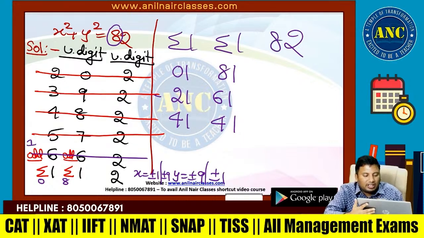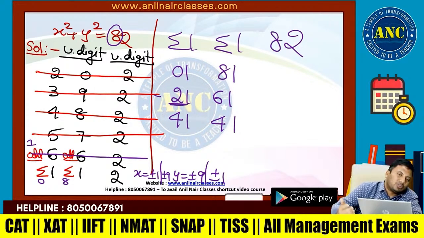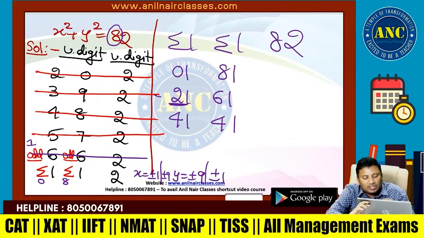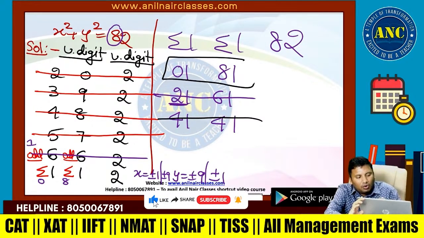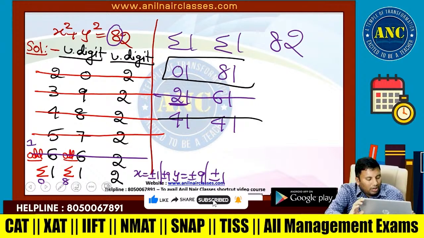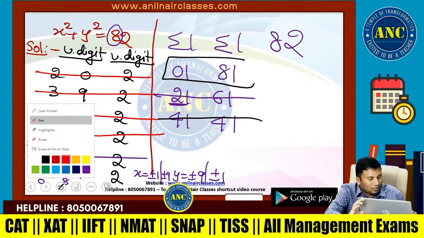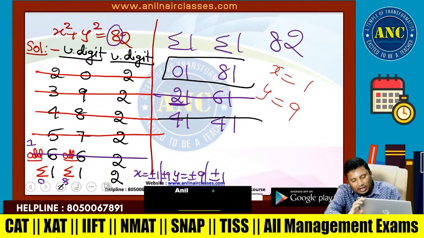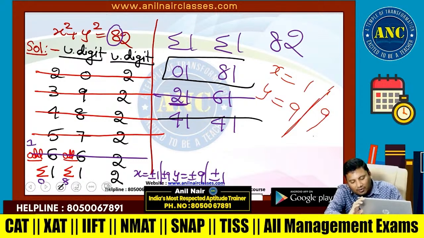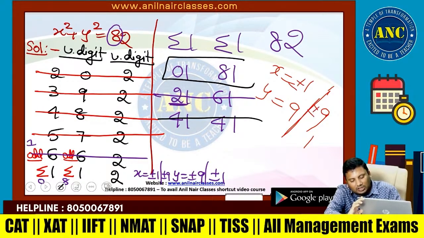If I require 82, what is the smallest perfect square? I will get 21. 11 square is 121. Not possible. 21 square is 441. Not possible. Only case possible is x value is 1, y value is 9, or x value is 9, y value is 1, plus or minus, plus or minus.